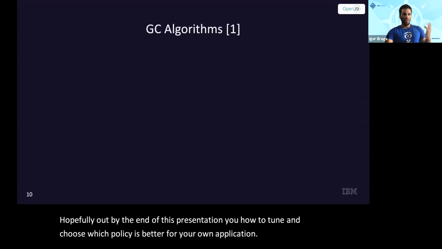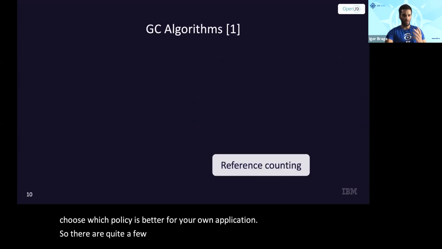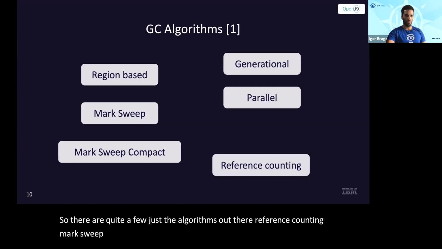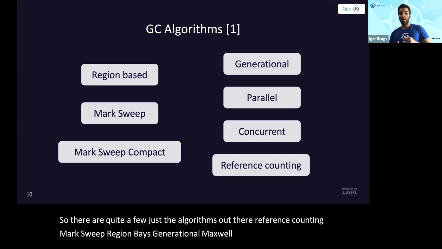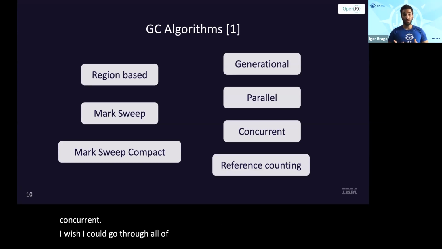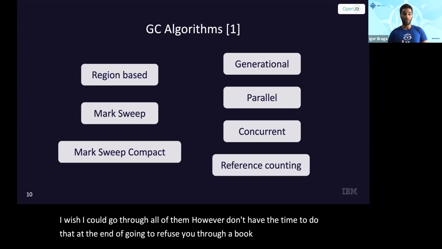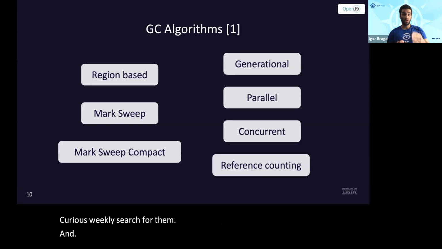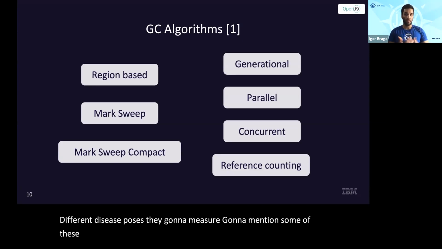So there are quite a few GC algorithms out there: reference counting, mark-sweep, region-based, generational, mark-sweep-compact, parallel, concurrent. I wish I could go through all of them, however, I don't have the time to do that. At the end, I'm going to reference you to a book where, if you're curious, you can search for them. And I'll be talking to you through different GC policies. I'm going to mention some of these as live experiences.